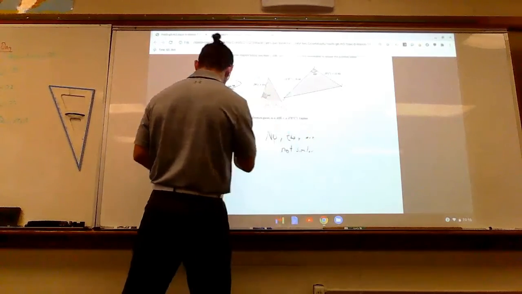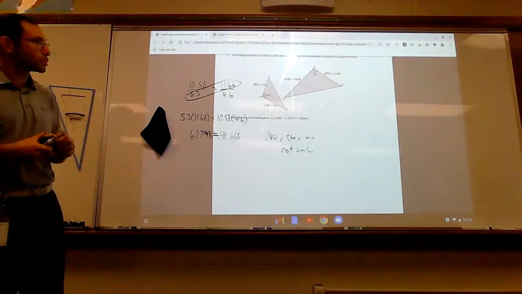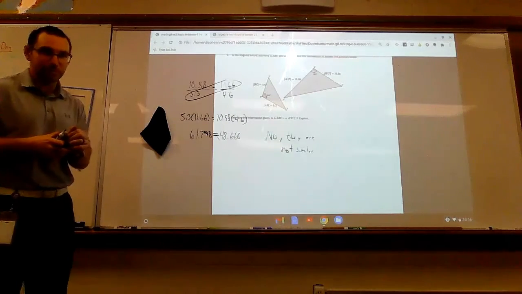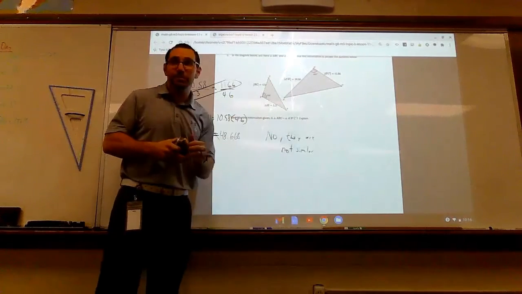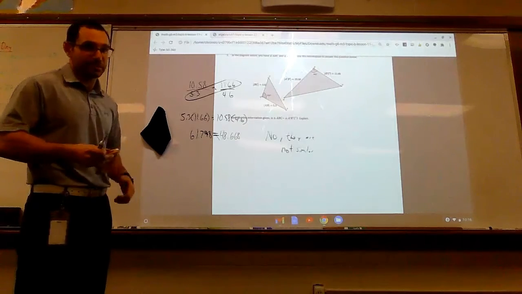How would I explain this? I would show my work because they have to be proportional. They are not proportional, therefore they are not similar. Even though one angle is congruent, that does not mean anything. Remember, we need at least two angles that are going to be congruent.